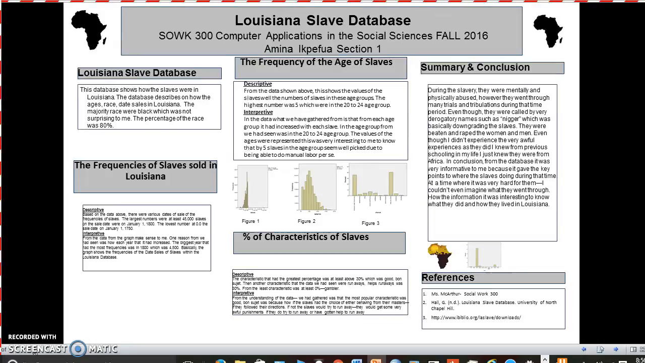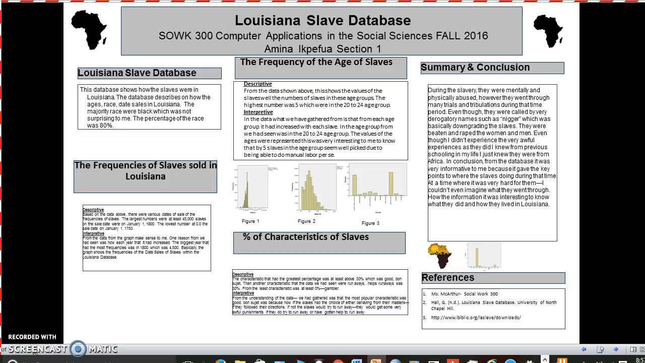The least characteristic, at 0%, was the gambler. From my understanding of the data, the most popular characteristic was the good, because if the slave did what they were told by the master, they were good. But if they didn't behave, or would try to run away, they would most likely have some very awful punishments to deal with.